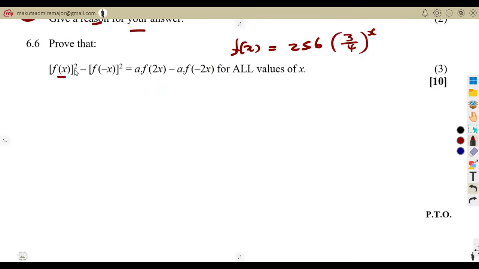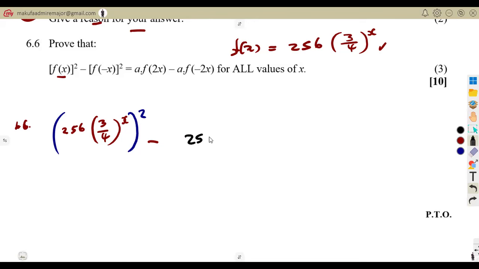So the question is to prove that f of x squared, if you square this f of x, that is 256 times 3 over 4 to the exponent of x, squared like this, minus f of minus x. F of minus x is just substituting a minus where x is. So that's 256 times 3 over 4, in place of x you substitute a minus x. But there is a square there, so we are supposed to square it just like the previous case.